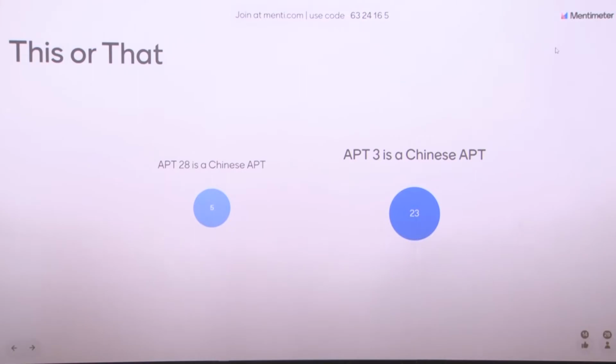In any case, APT28 is not a Chinese APT, it's actually a Russian APT. They were responsible for the SolarWinds attacks in 2020 in the US. Many US government entities and organizations were infiltrated by the supply chain attack on a software system for network monitoring called SolarWinds. So APT28 is not a Chinese group, and most of you have avoided that. And indeed APT3 is a Chinese threat group, right? So most of you have looked at that, so that's good.